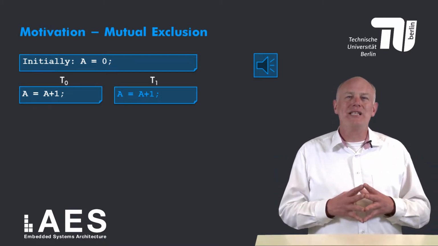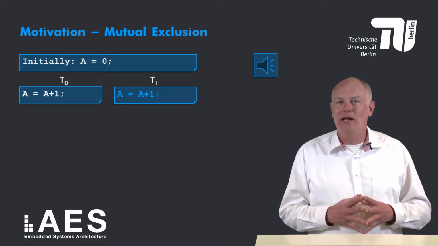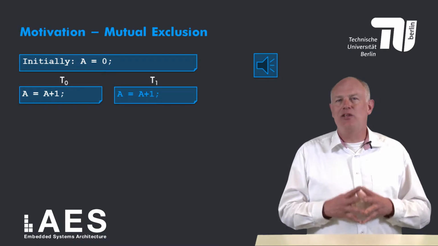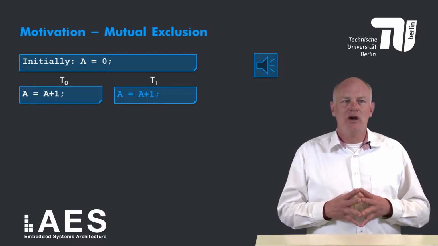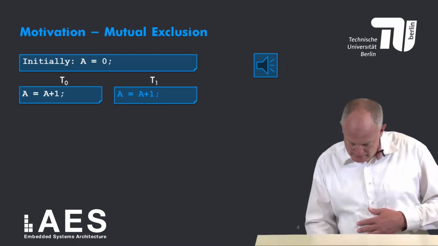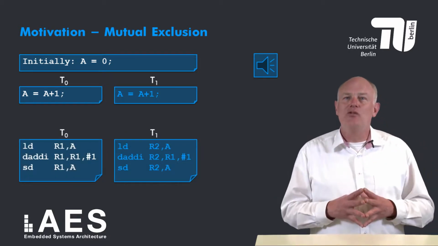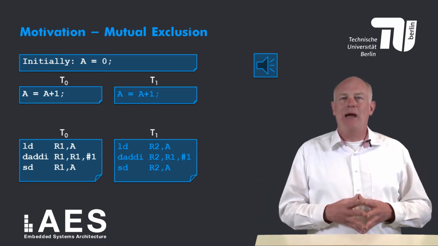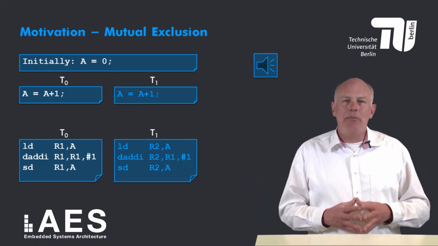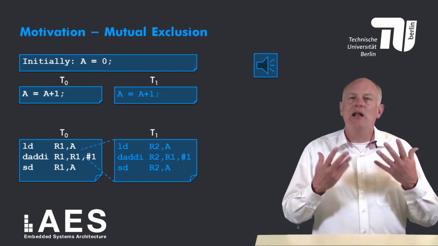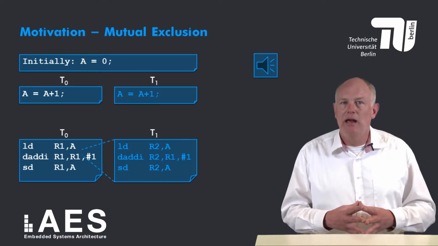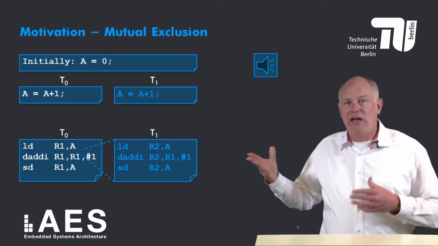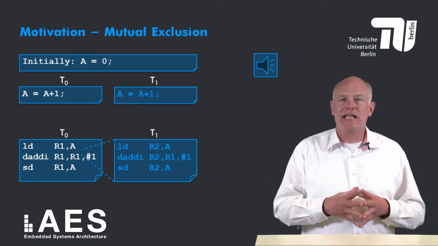We know that the assignment A becomes A plus 1 is not executed atomically, but is translated to several machine instructions. For example, as shown here, load A into a register, increment the register, store the register value back to A. Now it may happen that before the value is stored back to memory, the other thread, in this case thread 2, the second thread, thread 1, is executed.